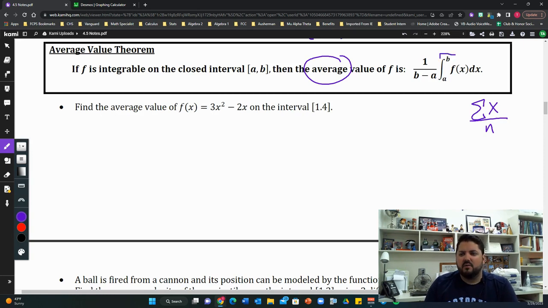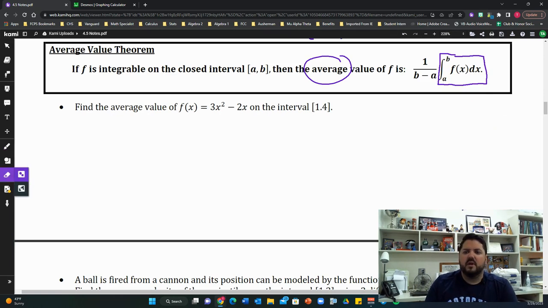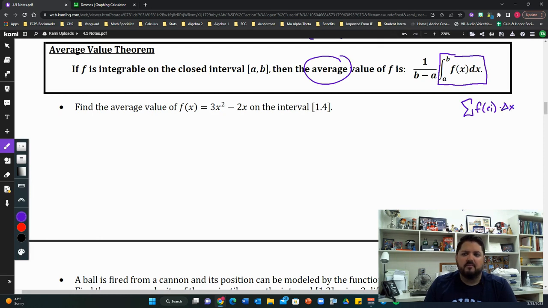Remember that this integral really is a sum of y values. Let me erase my writing here to reword it. Recall that the other version of this, our Riemann sum, says that this is really the sum of our heights, so f of c sub i, multiplied by our delta x.